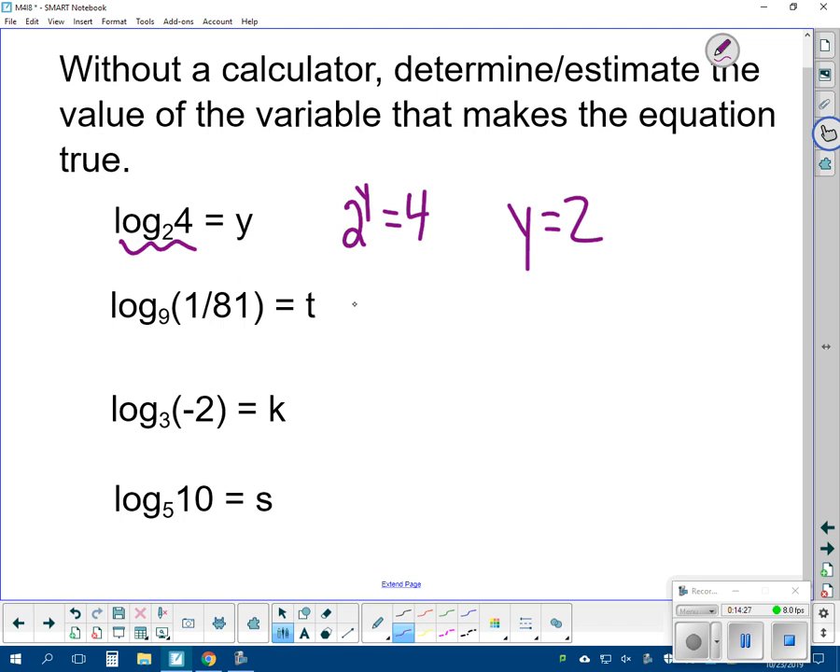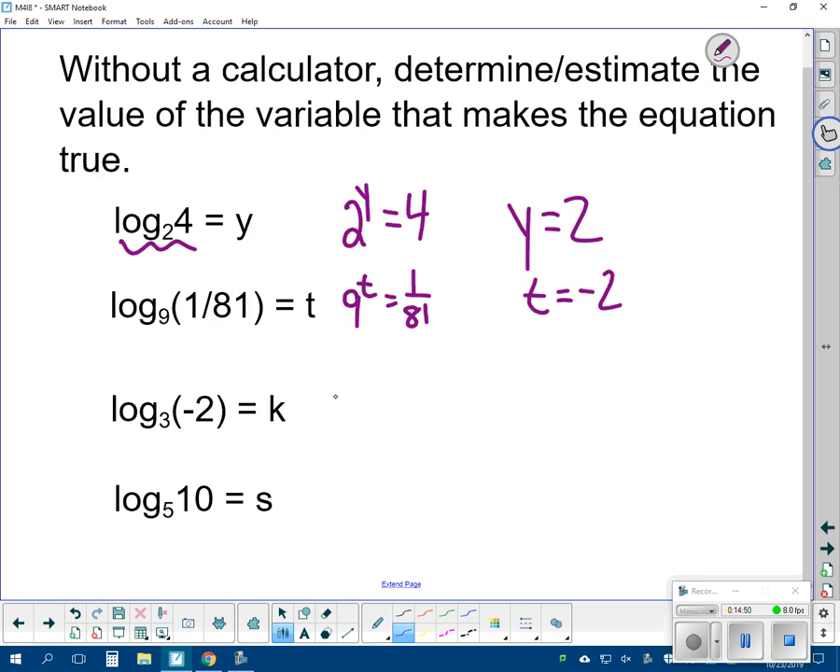Second one, base is 9. 9 to the equals 1 over 81. Negative 2. Negative brings it to the bottom. 9 squared is 81.